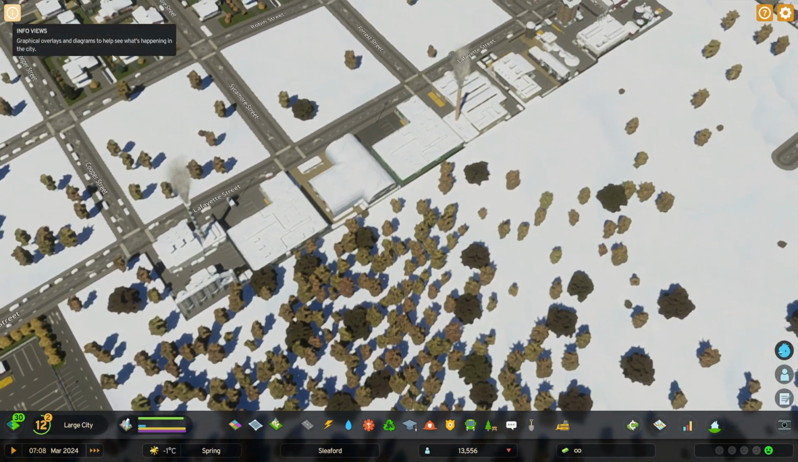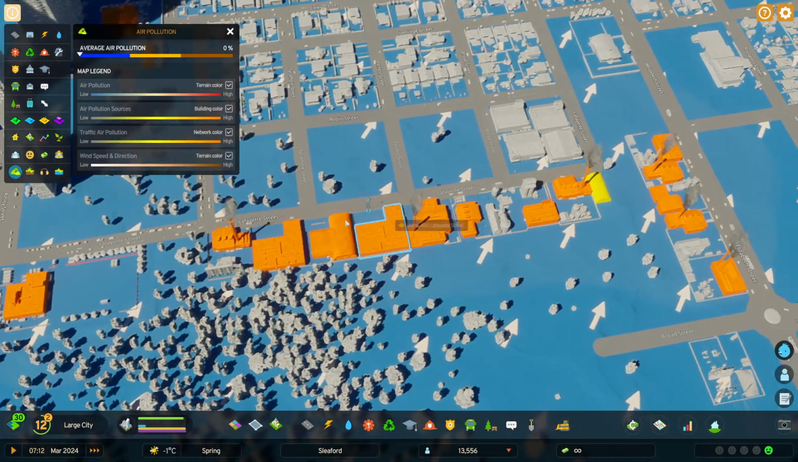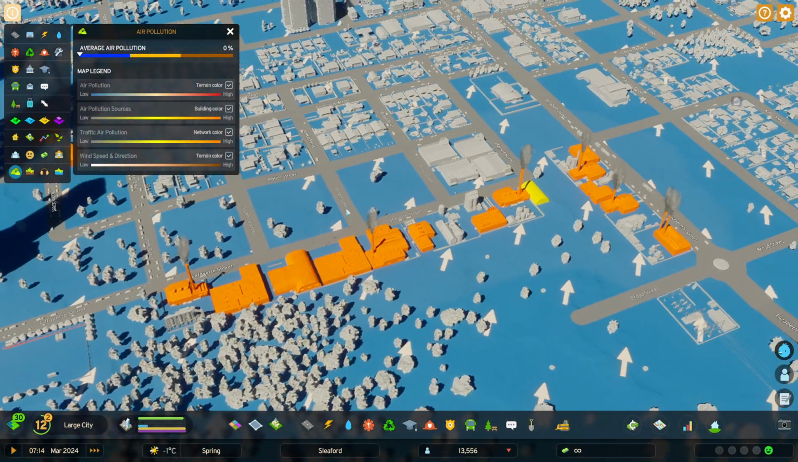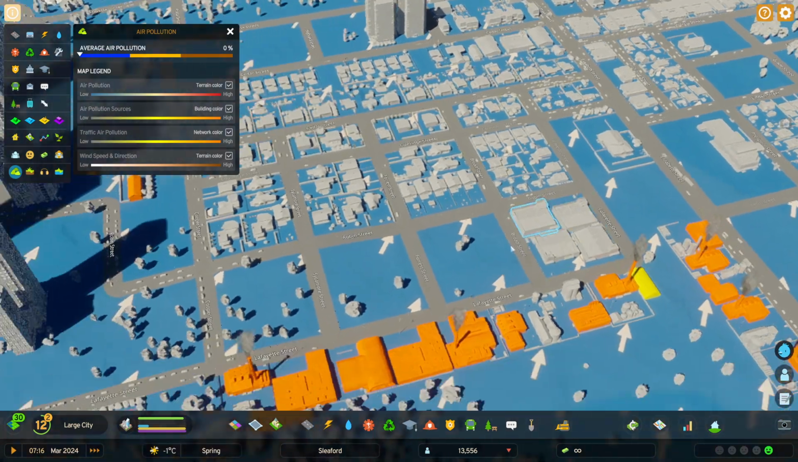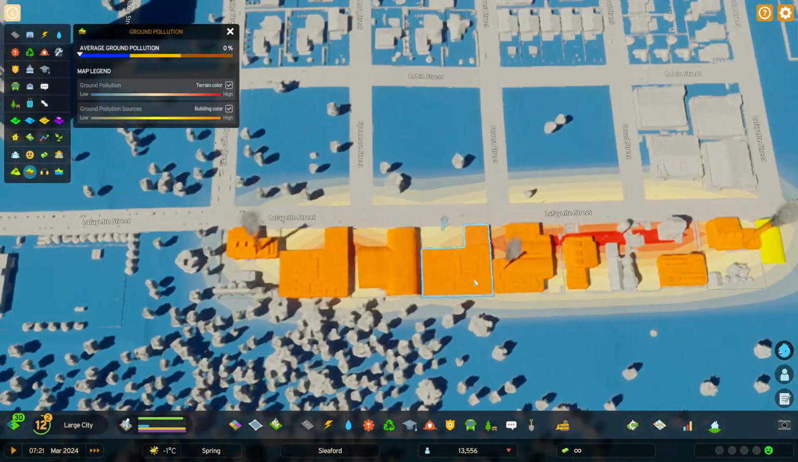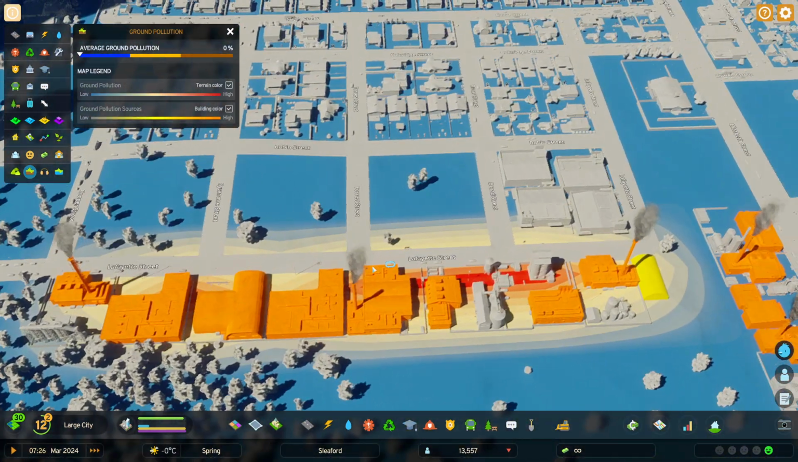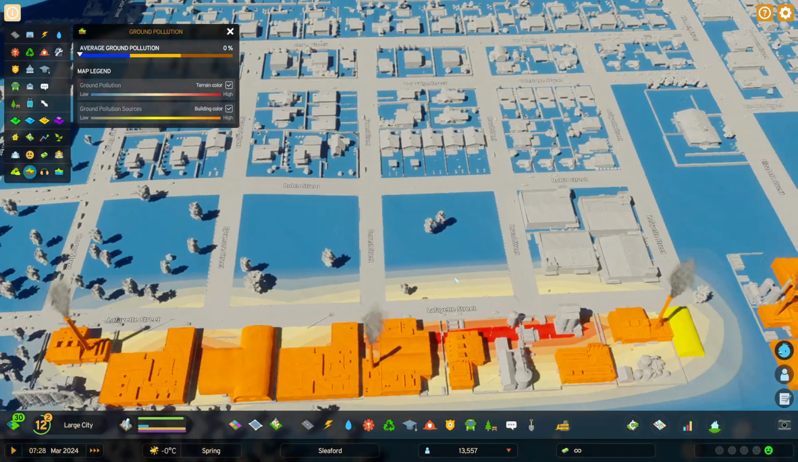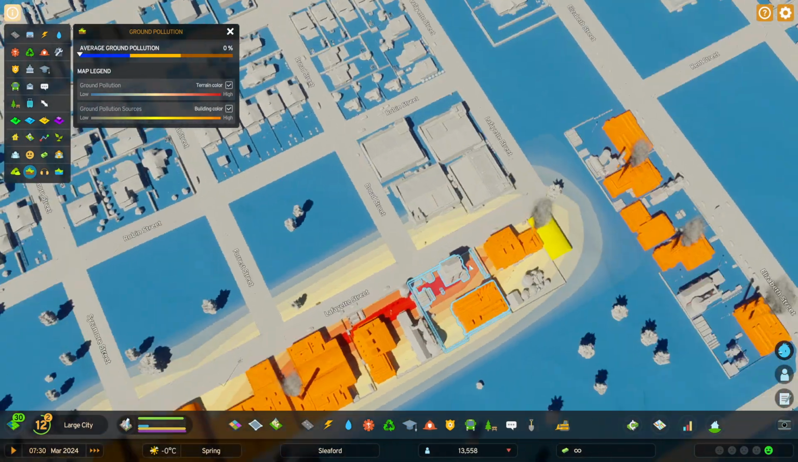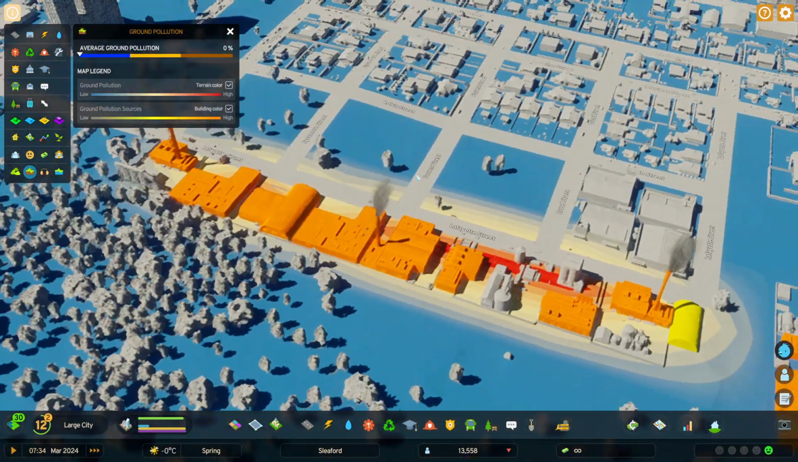If I go to info views over here and check, for instance, the air pollution, while they generate some pollution, it's not that noticeable, so it's completely fine. And if I go to the ground pollution, while there is quite a bit of ground pollution over here, it still doesn't reach this area over here. Over here I have a commercial zone, which isn't that much bothered, at least it seems so. So keep that in mind.